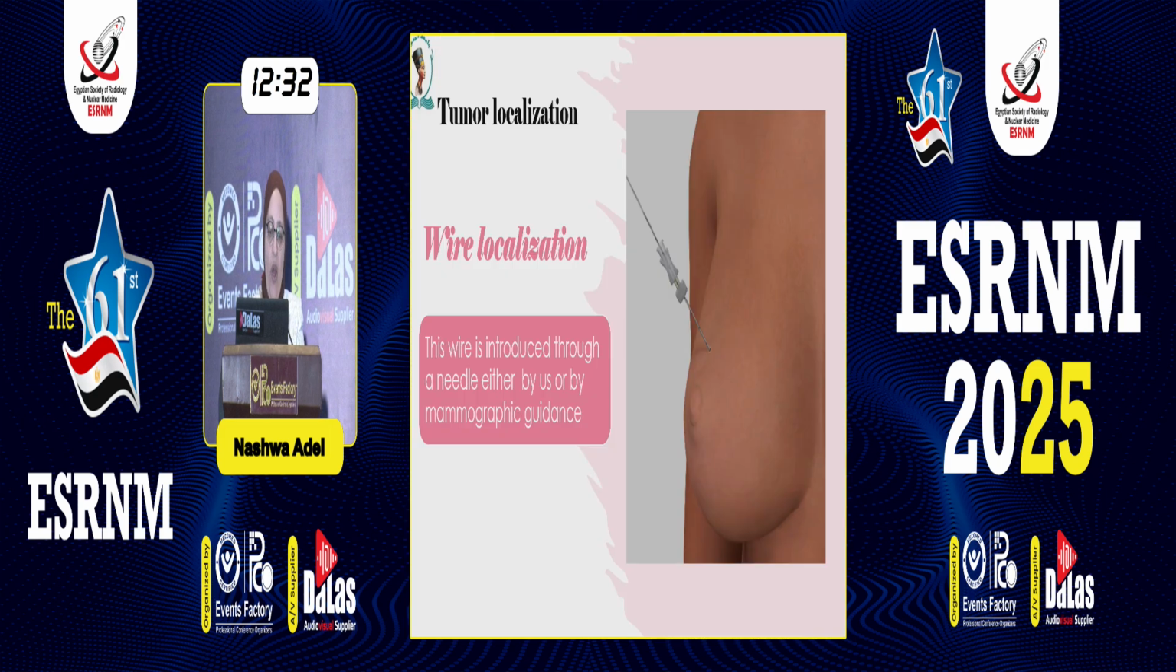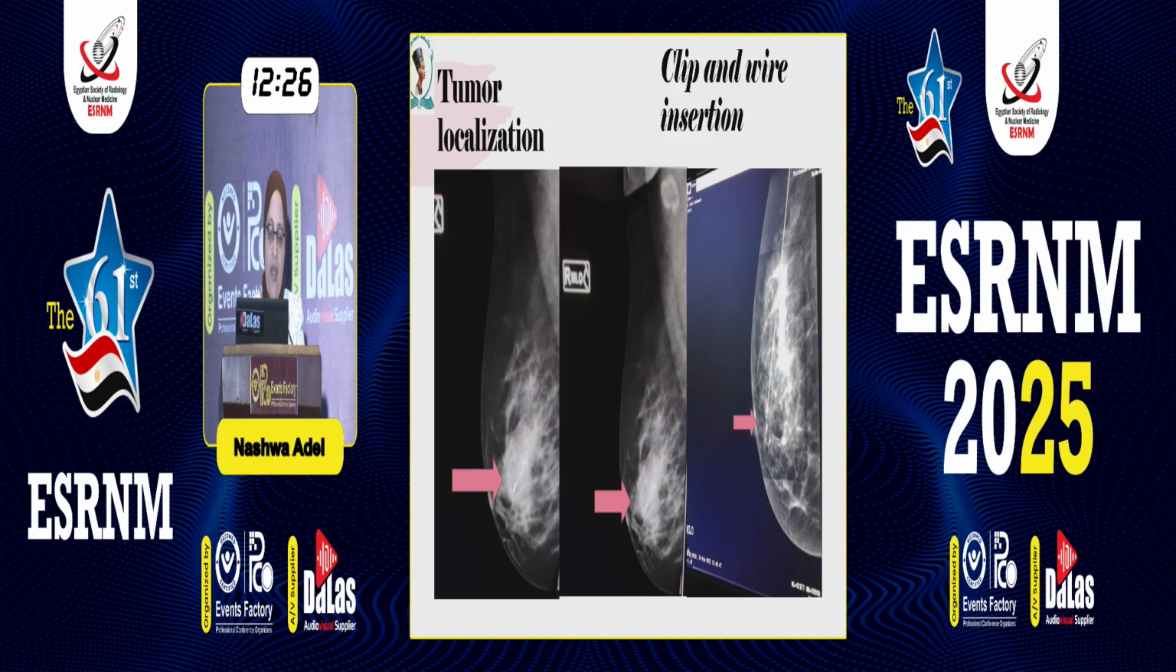Here is the needle. Wire is introduced through the needle by ultrasound or mammographic guidance. This is mammography for a patient with pathologically proven invasive ductal carcinoma, with the clip seen inside the lesion. At follow-up study, the lesion is seen smaller in size, and at the last follow-up, it has vanished completely, and preoperative wire is seen at the site of the clip.